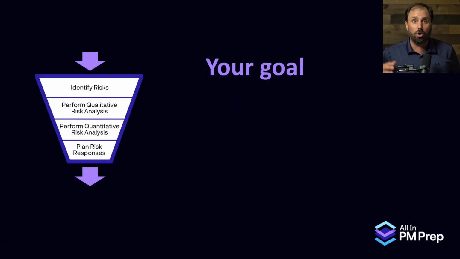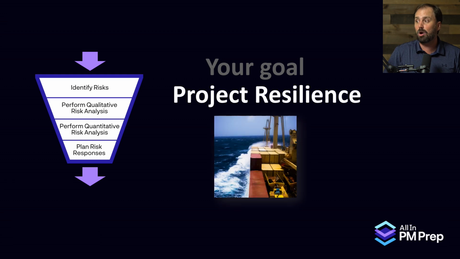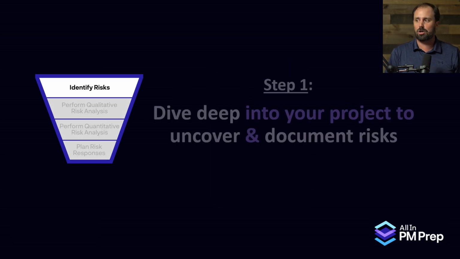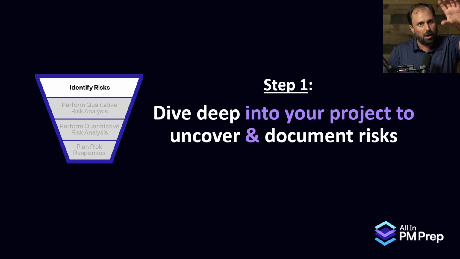Now, your goal through this entire funnel is what we call project resilience. Like this ship, yes, the ocean has all kinds of waves, all kinds of storms, all kinds of things that are hitting us on our project, but we have planned, and now our project has a lot of resilience. We can live through the storm. That's what we're trying to do with risk. Now, step number 1, top of the funnel, is to dive deep into our project and uncover and document our risks. That's what we're doing.